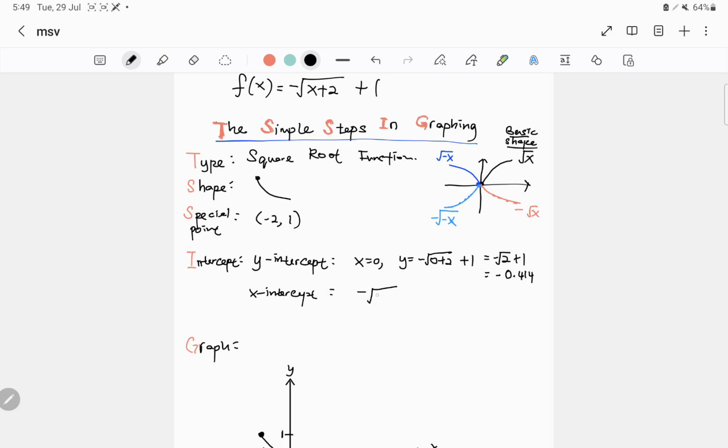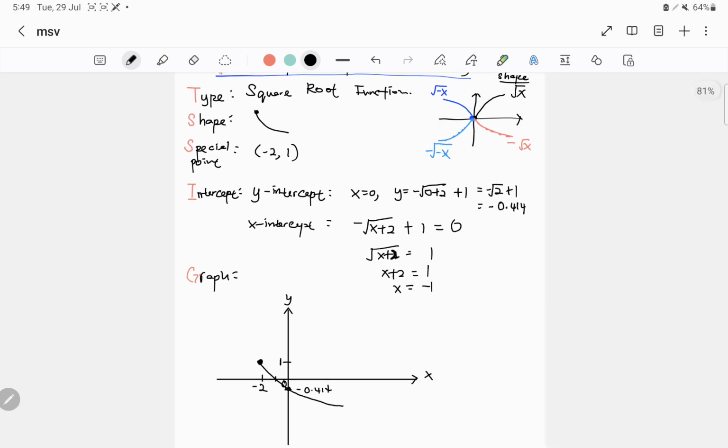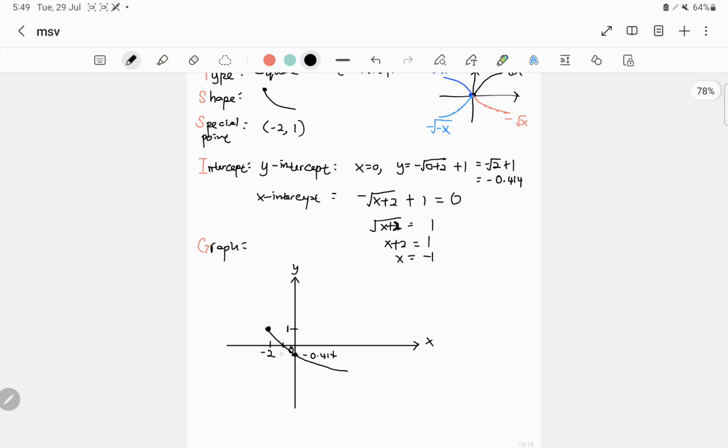To find the x-intercept, that means y is equal to 0, the equation equals 0. Then how do I solve this? I rearrange, I will get this, and then I square both sides. Sorry, this is x plus 2, squaring both sides. I get x plus 2 equals 1, x equals negative 1. So it's very clear, it passes through negative 1. So you can see here, I have completed sketching the graph already.